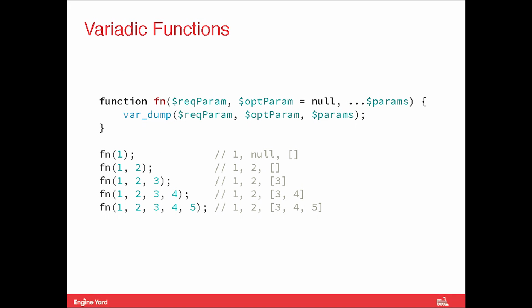So we've got our function here, fn, which has one required parameter, one which defaults to null, and then our triple dot params on the end, and then we're just var_dumping it.